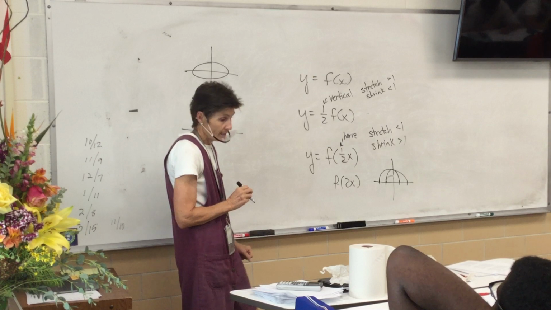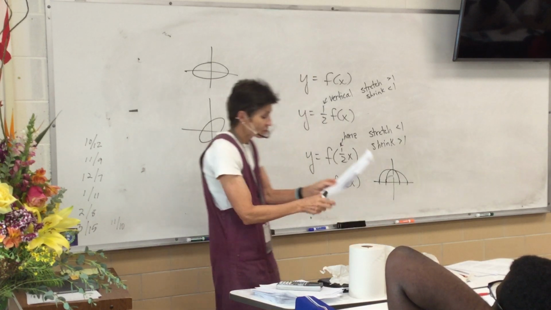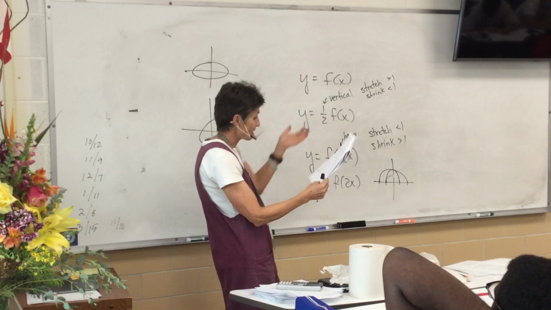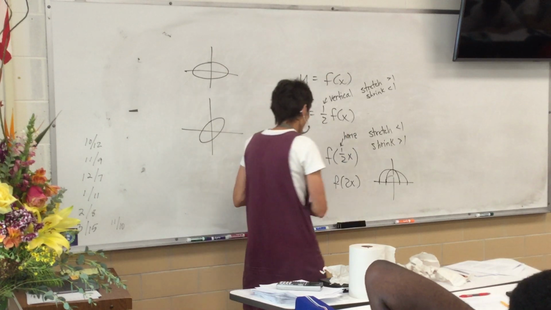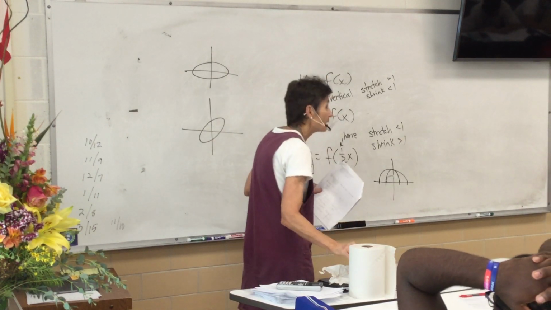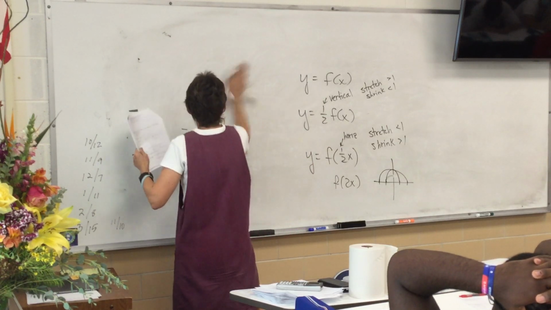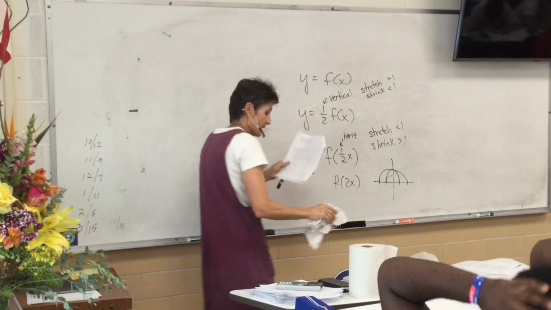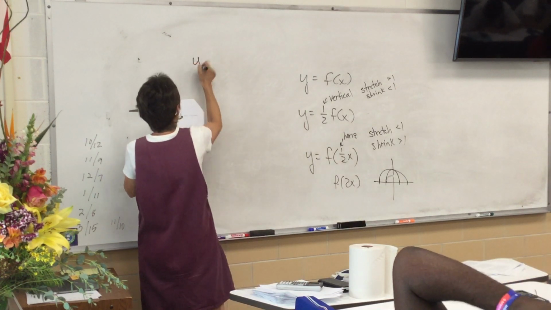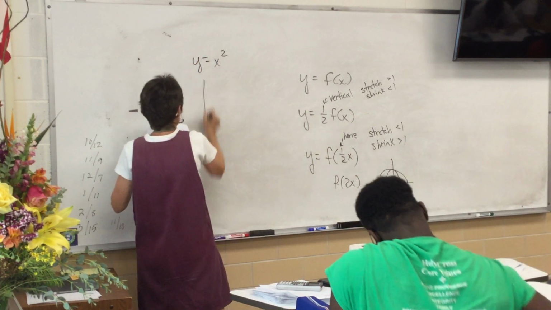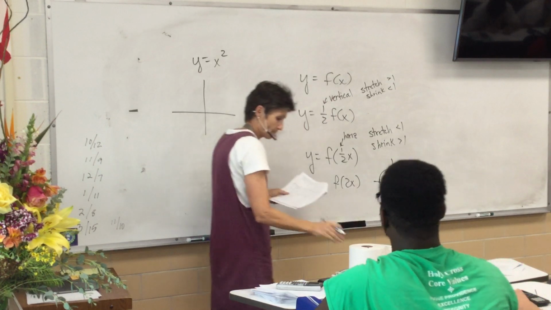Okay? So now what we're going to do is start applying all of this stuff to some of our pictures. We'll probably have to do absolute value next time. Let's see how far we can get with these pictures. Consider your squaring function, y equals x squared. What's that first one look like?